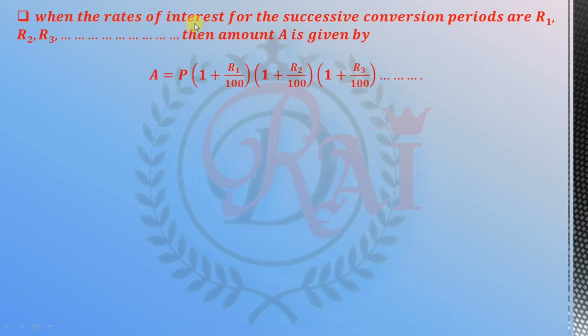When the rates of interest for successive conversion periods are R1, R2, R3 like that, then the amount A is given by A is equal to P (1 plus R1 by 100)(1 plus R2 by 100)(1 plus R3 by 100). That means if the rate of interest for two or more successive years are different, denoted by R1, R2, R3, then we'll have the amount is equal to P (1 plus R1 divided by 100) into (1 plus R2 divided by 100) into (1 plus R3 divided by 100), and so on.